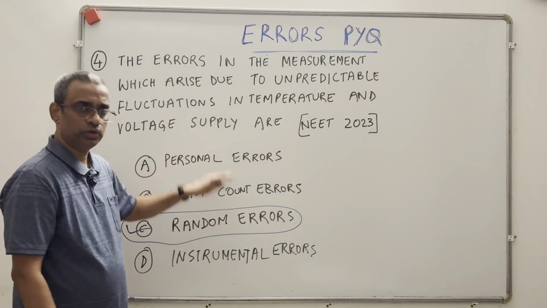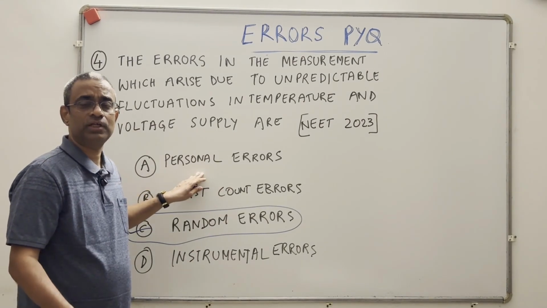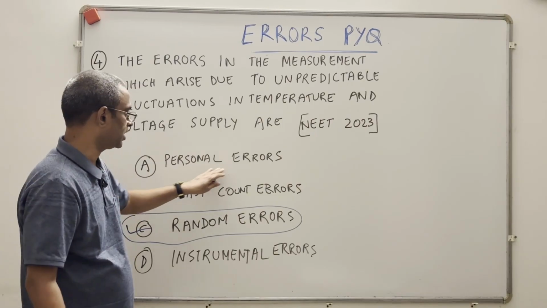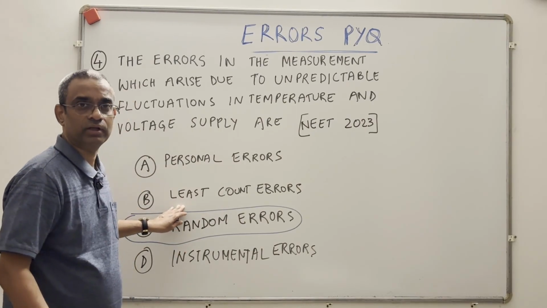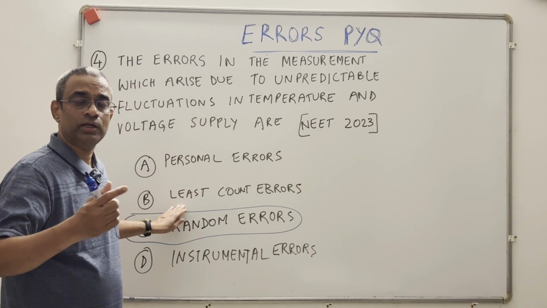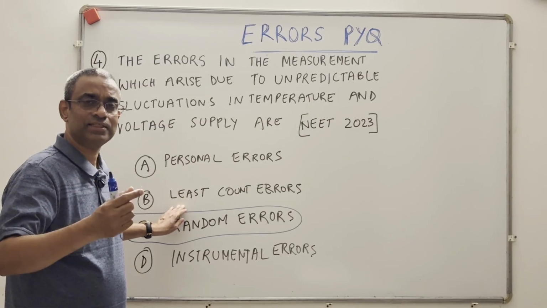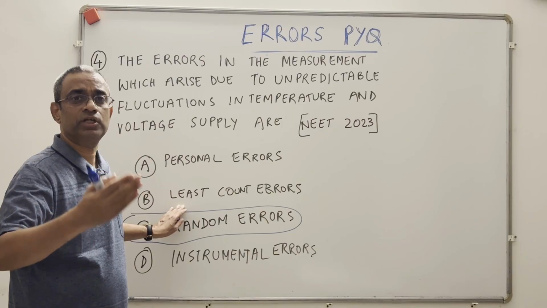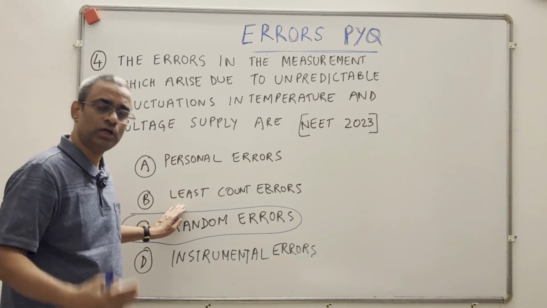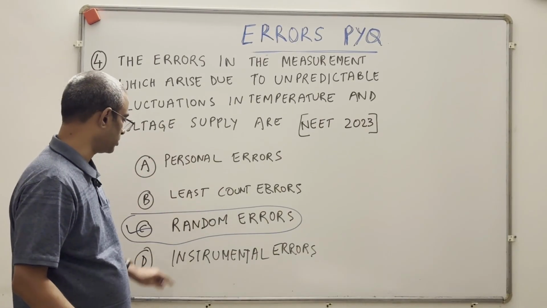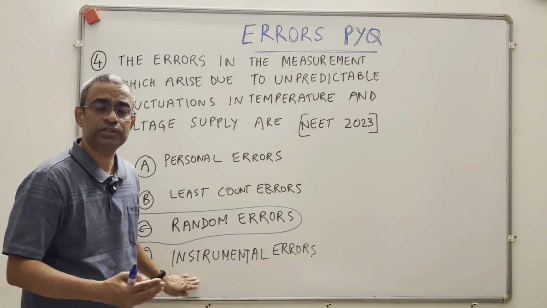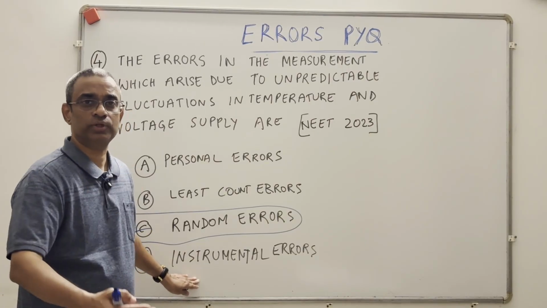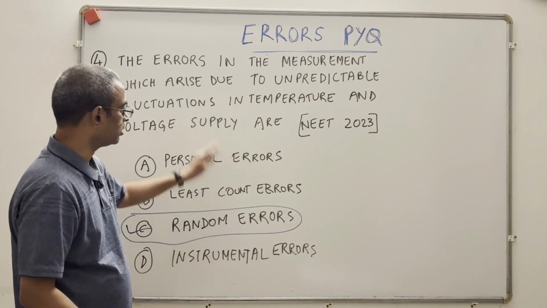But let us go through all these. Personal error. Personal error is when the person who is taking the measurement made a mistake. Least count error. Least count error is when you cannot measure lesser than what the instrument can measure. If the instrument can measure only up to 1 millimeter, you cannot go less than that. That is the least count error. Instrumental error occurs because the instrument is faulty or there is some mistake with the instrument. So these are all the different errors.